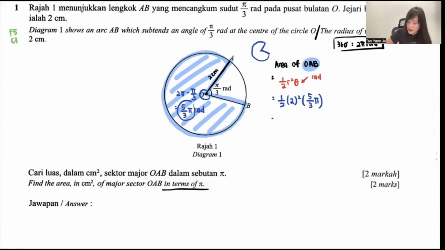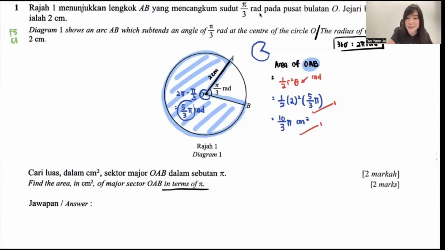So just substitute inside. Let's press the calculator: 2 squared divided by 2 times 5 divided by 3. I get 10 over 3 pi in the unit of cm squared. So this is the area. Done. 2 marks, right? So here 1 mark, this particular working 1 mark, 2 marks, done. Done? Let's go to the next question.